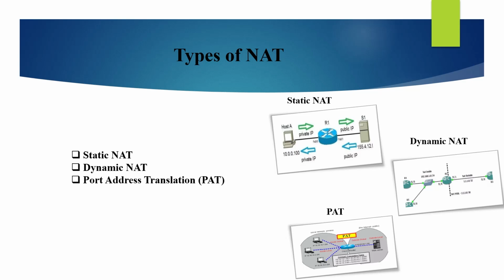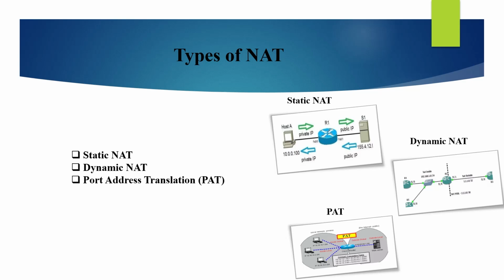Dynamic NAT. Dynamic NAT uses a pool of public IP addresses to temporarily assign a public IP to a private device when it needs to access the internet. Once the connection is terminated, the public IP is returned to the pool and becomes available for other users. This method is ideal for networks with more private devices than available public IPs.